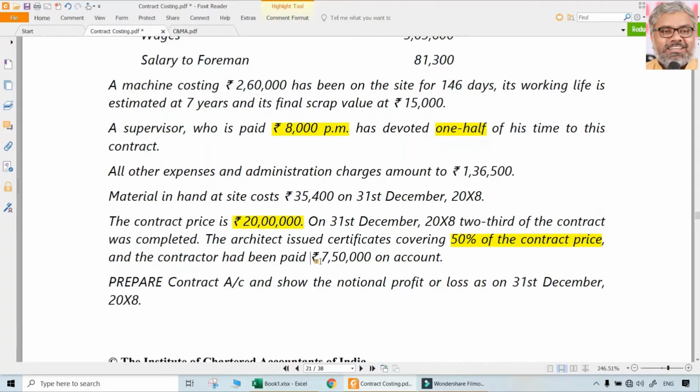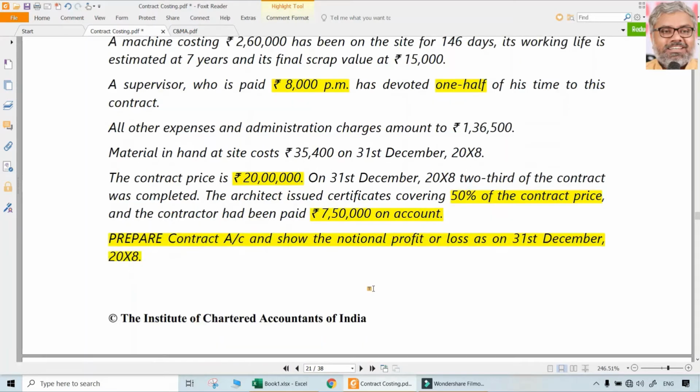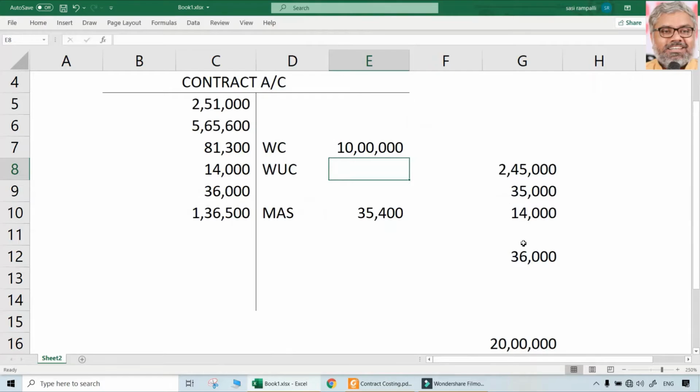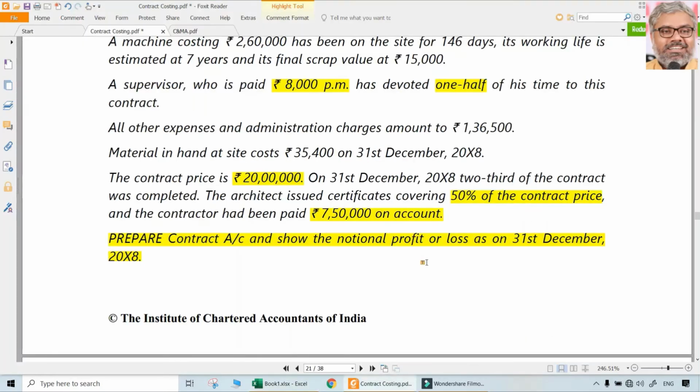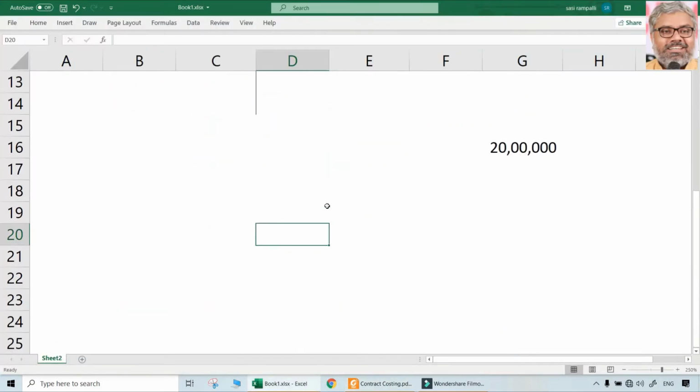Of course, the 7,50,000 paid is not relevant for the contract account. And what we are required to prepare is a contract account and show the notional profit or loss as on 31st December, is the question. Okay, everything is there except what? This cost of the work uncertified is not there. How to get that? Cost of work uncertified. How to get that?